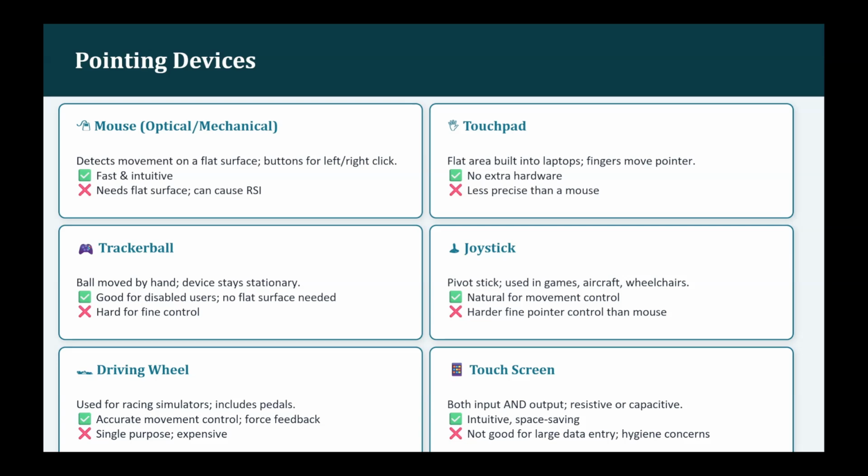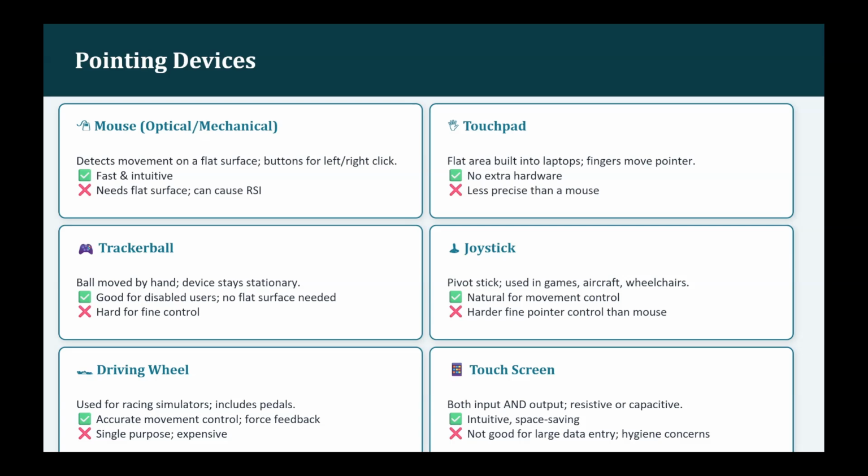Driving wheels are used for racing simulators and include pedals. They give accurate movement control and force feedback. A disadvantage is that they are single purpose only and expensive. The famous one is the touch screen. It acts as both an input and output device, because you can use the touch screen to input something into the computer and have an output on the screen.